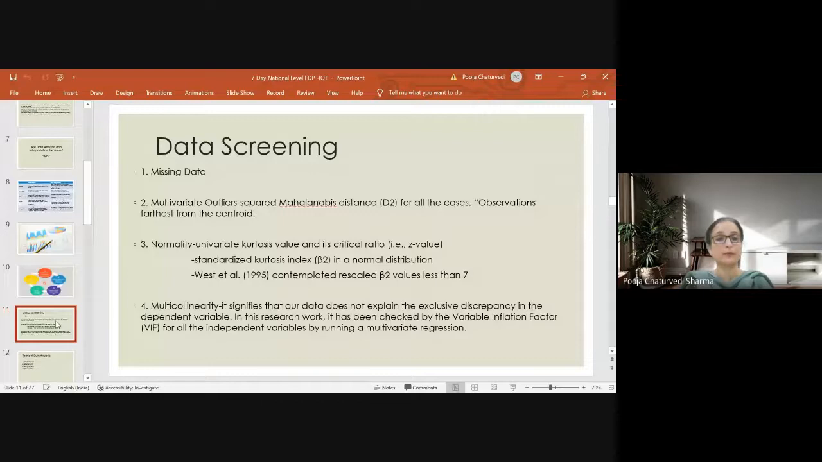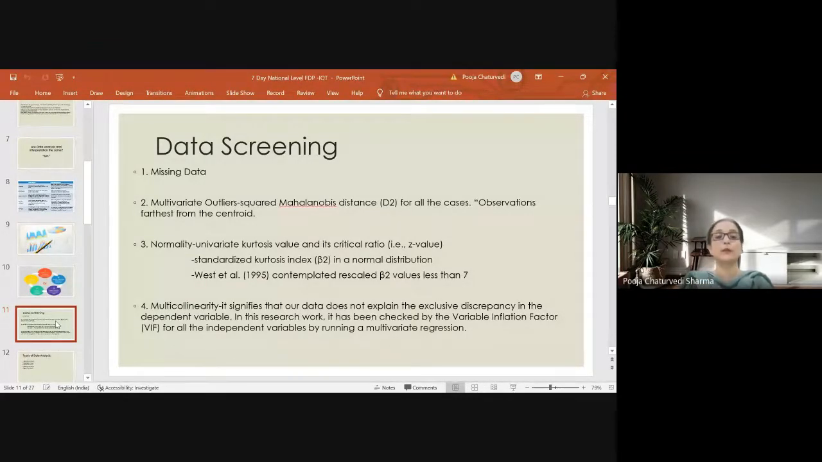So definitely look for missing data, and there are some techniques through which we compensate for it, right? There should not be a single missing data point in your research, right?